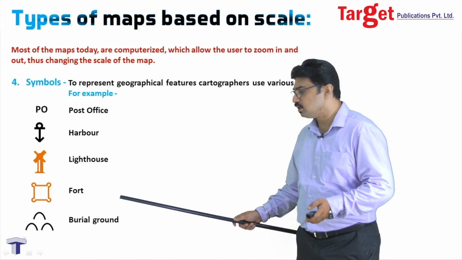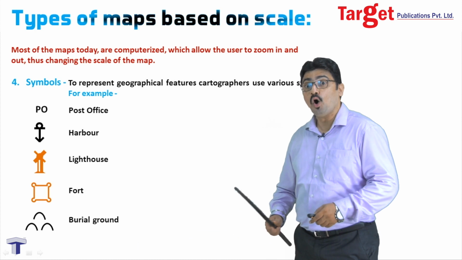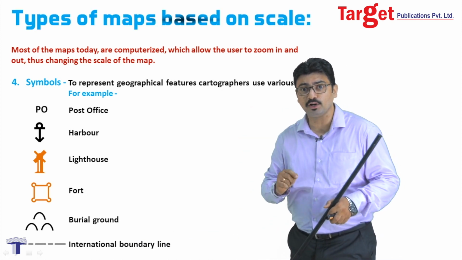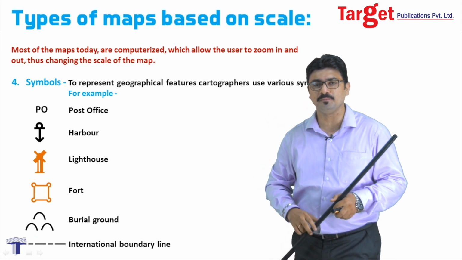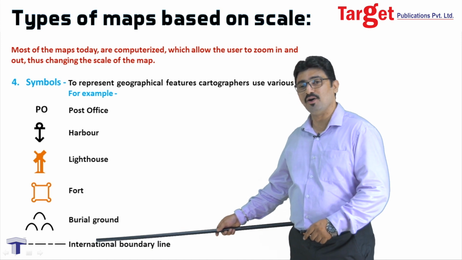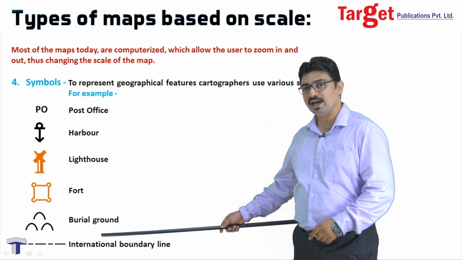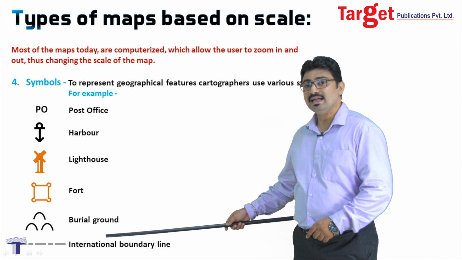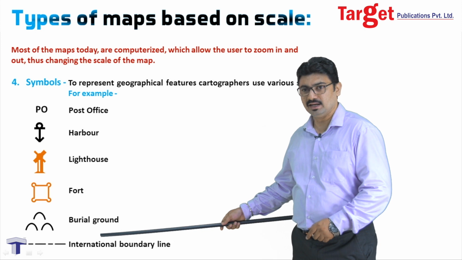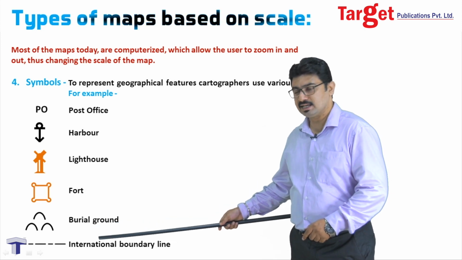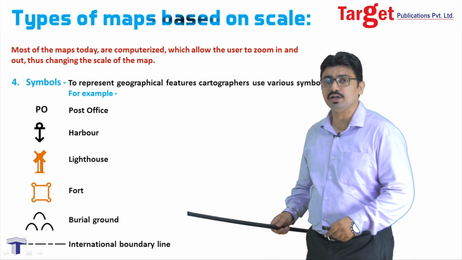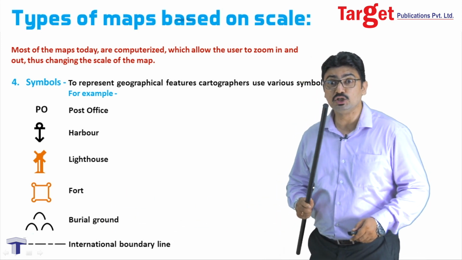A burial ground is shown by this type of a symbol. Also, there is a particular way in which the international boundary of any nation, of any country is shown. So, how is it shown? It is shown by this type of a dotted line. If you see very carefully, every alternate dotted line is of different length. So, it is kind of a dot and dash line, right? One line is small in size, the next line is large in size. Only in this particular fashion should the international boundary line be shown.